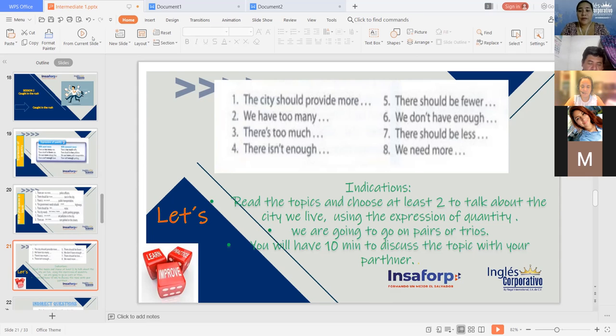The main purpose is that you use used to, the ones that we have been studying, and as well the simple past, that you can combine them and create some sentences when you are talking regarding the expressions of quantity. I'm going to give you 10 minutes to discuss with a partner, and I'm going to be with you in some of the groups. So is there any question regarding this, or what are you going to do?